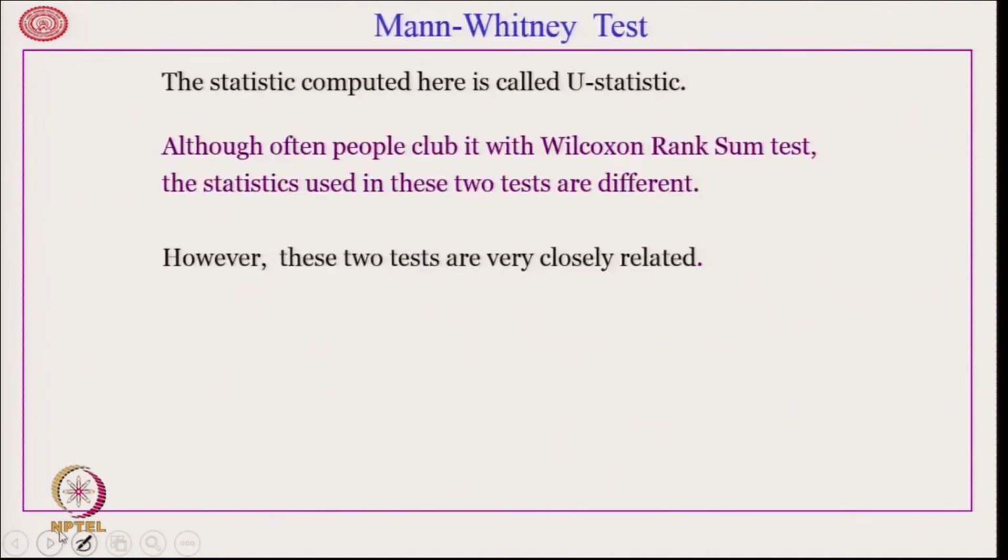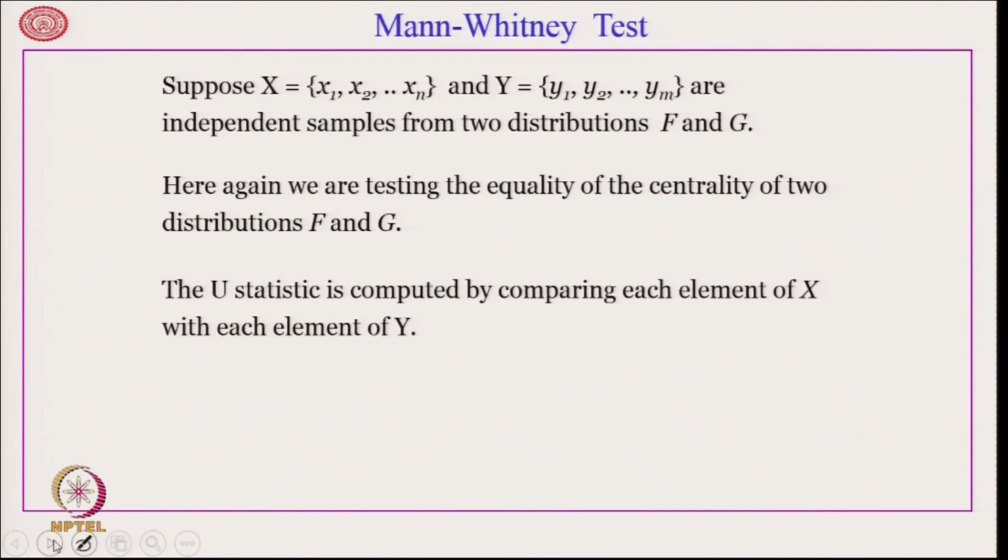Let us now discuss the other important test, which is called the Mann-Whitney test. The statistic that is computed here is called the U statistic or Mann-Whitney U statistic. Often people club it with the Wilcoxon rank sum test, and in some literature you may find people calling it the Wilcoxon Mann-Whitney test, but you have to remember that these two tests, the rank sum test and the Mann-Whitney U test, are slightly different, although they are very closely related. So, we shall explore the test and then we shall see what is the relation between the Mann-Whitney test and the Wilcoxon rank sum test.